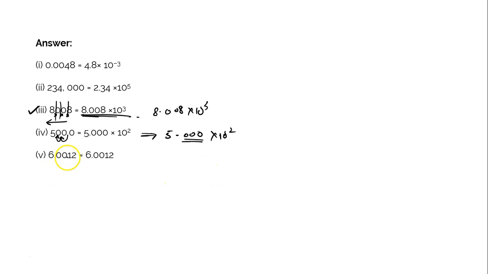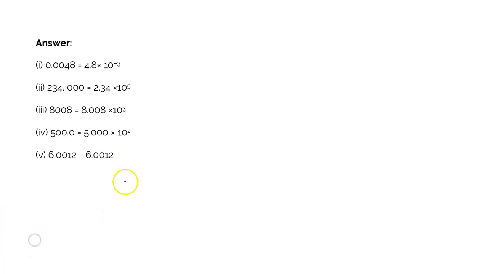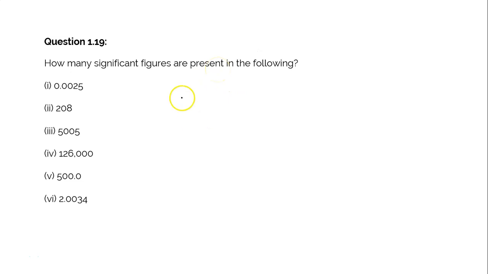Now 6.0012. It's already written in the range of 1 to 10, right? You don't need to convert it into any more scientific notation. It's already in there. So in scientific notation, the main intention is to be able to convert numbers into the range of 1 to 10. If you're moving the point towards your right hand side, the minus value increases. If you're moving the point towards your left hand side, the plus value in the power of 10 increases. Now moving on to the next question.